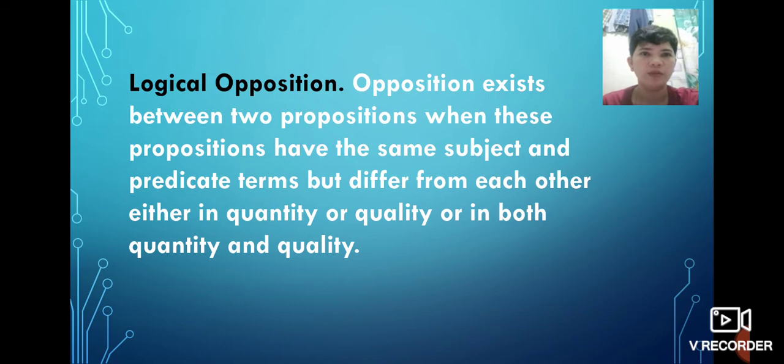Logical opposition. Logical means the rules of logic. Opposition exists between two propositions when these propositions have the same subject and predicate terms, but differ from each other either in quantity or quality or in both quantity and quality. So in these oppositions we have two propositions, which are true and false. They also have subject and predicate terms, and both quantity and quality.